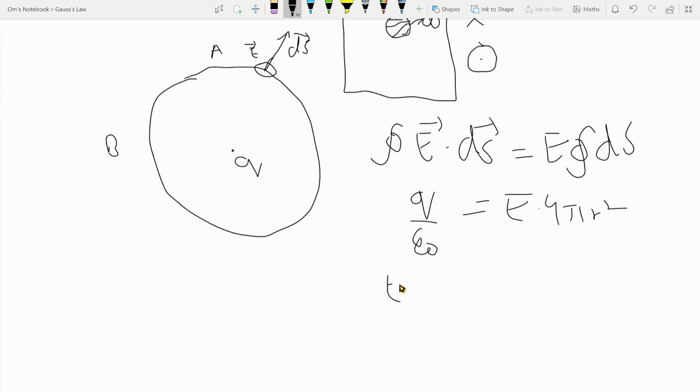So E is actually equal to q by 1 by 4 pi epsilon naught r square. And if you're familiar with a bit of electrostatics, then you already know what this represents. This is the electric field generated by a point charge, which you can also find using Coulomb's law. So you might be inclined to think that this is actually a proof of Gauss's law.